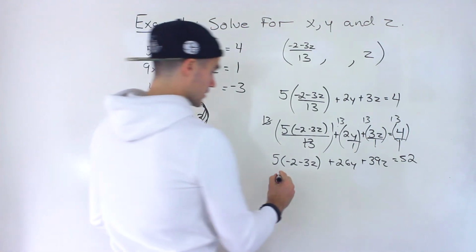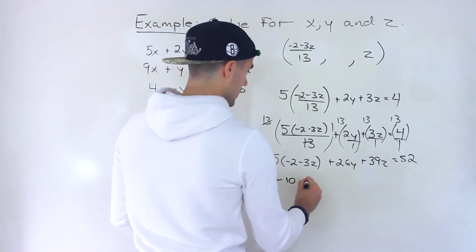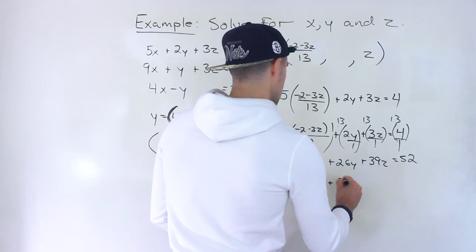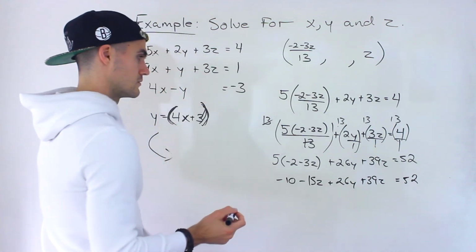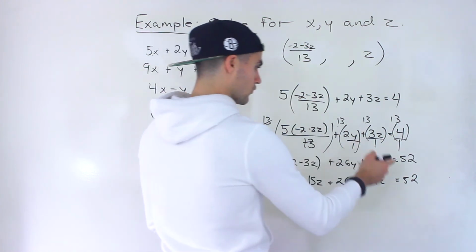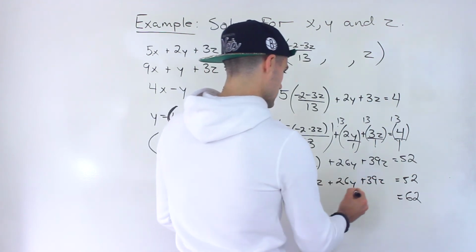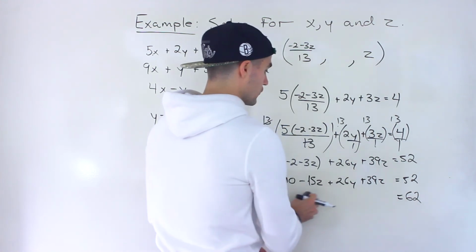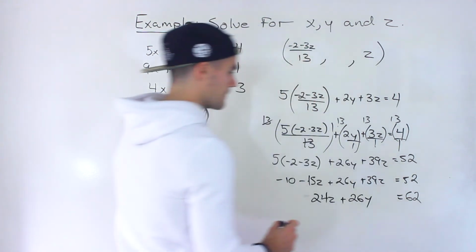And then what are we doing? We're isolating for the y, right? To get it in terms of the z. So we'd have -10 minus 15z plus 26y plus 39z is equal to 52. And then from here, we just have to solve. So bring the negative 10 over. 52 plus 10 gives us 62. 39z minus 15z would give us 24, rather, sorry. 24z plus 26y, like that.